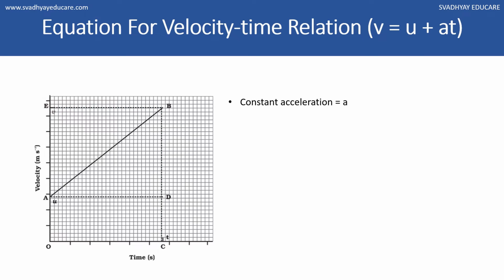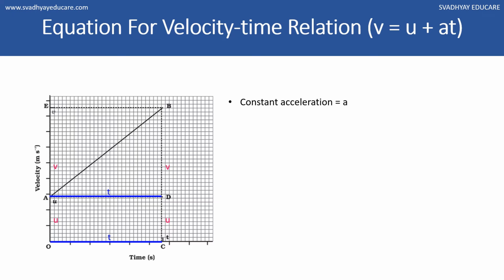It can be seen from the graph that OE is equal to V and BC is also equal to V because they are parallel. OA is equal to U and therefore CD will also be U. AD is parallel to OC, OC is equal to T and therefore AD is also equal to T.